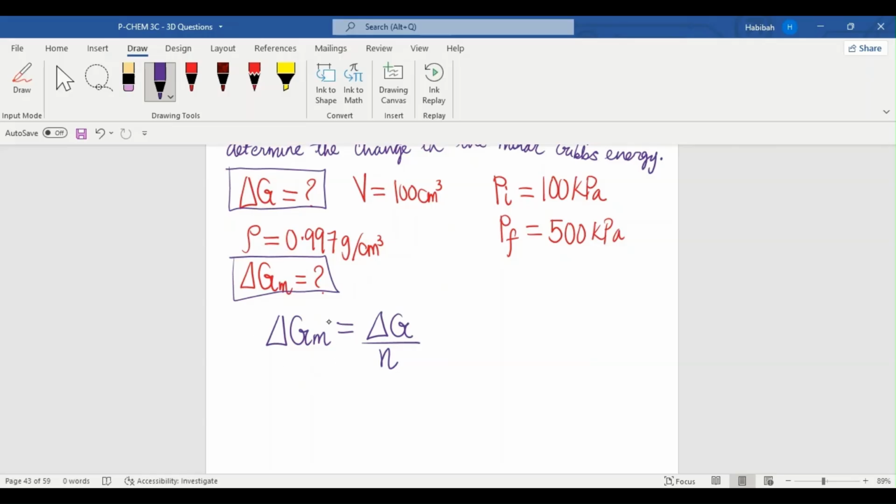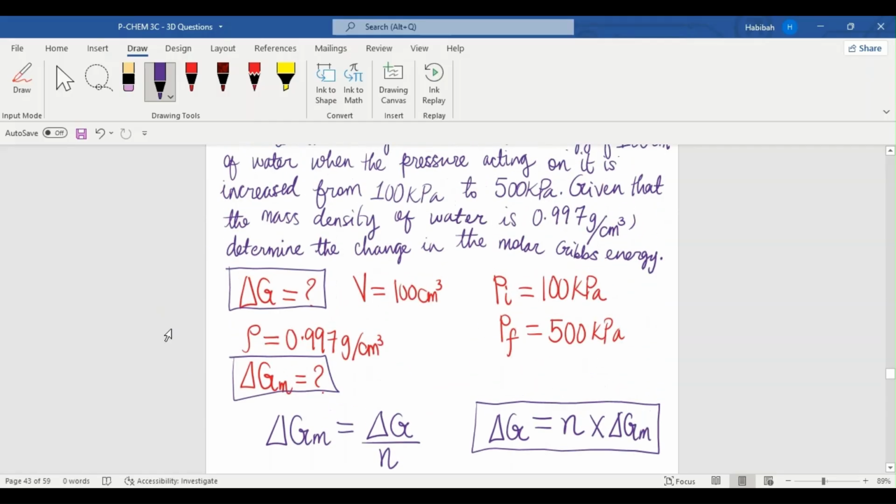So, when you find the change in molar Gibbs energy, you can always find the change in Gibbs energy. And if you have the change in Gibbs energy, you can always find the change in molar Gibbs energy, provided you have the value for number of moles. So therefore, the change in Gibbs energy is the same thing as the number of moles times the change in molar Gibbs energy. So this equation is the relationship between the molar Gibbs energy and the Gibbs energy.